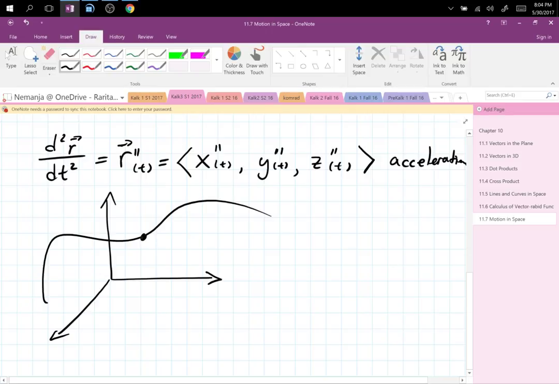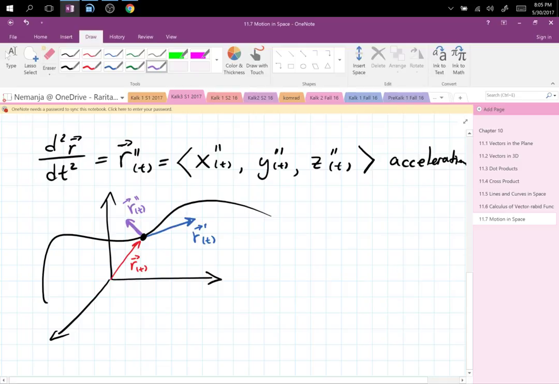At this point here, which is position in space, which we measure looking at our vector r of t, at that point we are going to have a tangent r prime, which is the velocity vector, and then we are going to have, let's use purple, r double prime, which is the acceleration.